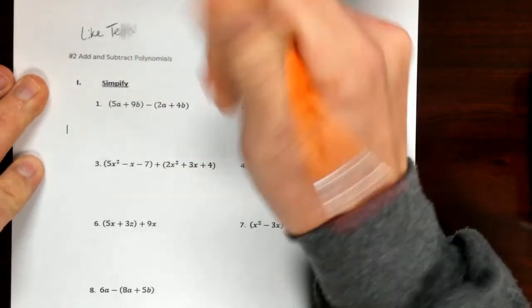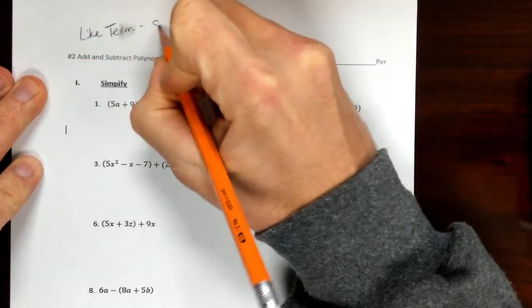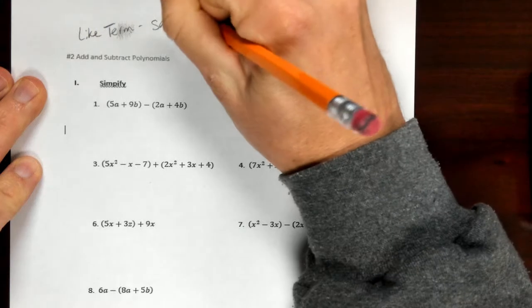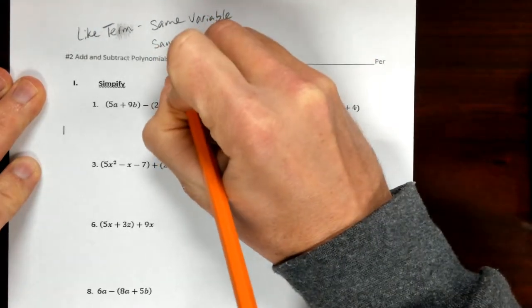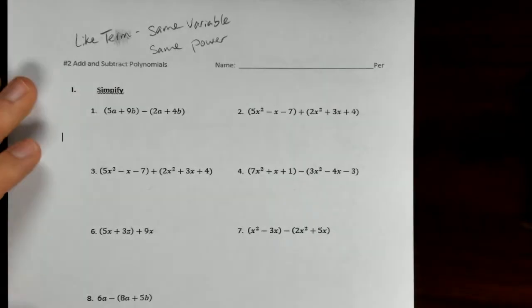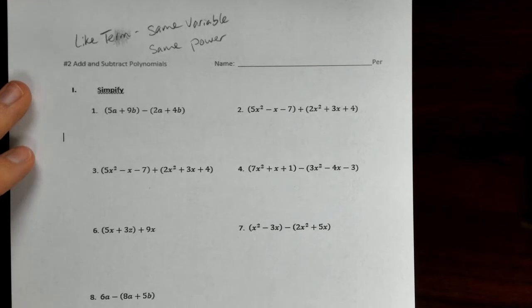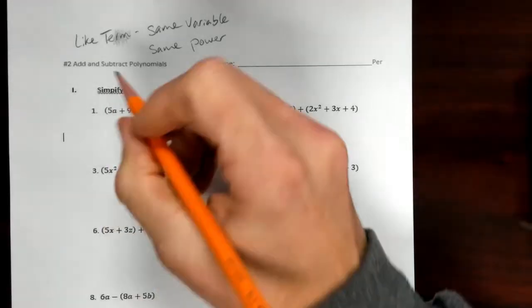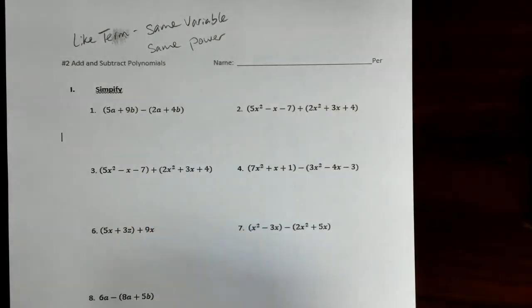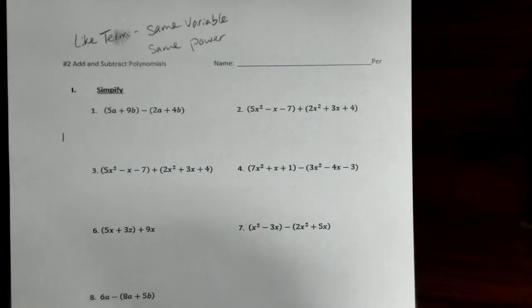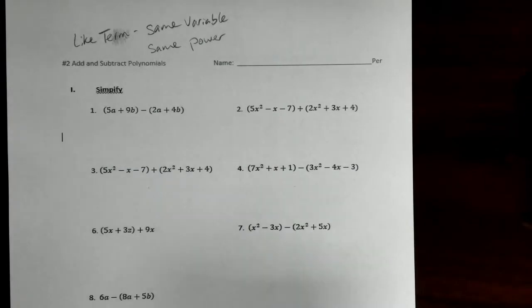All right, a like term is the same variable raised to the same power. So the same variable raised to the same power are like terms. So we are going to simplify these polynomials. A polynomial is a monomial, a binomial, a trinomial, etc.